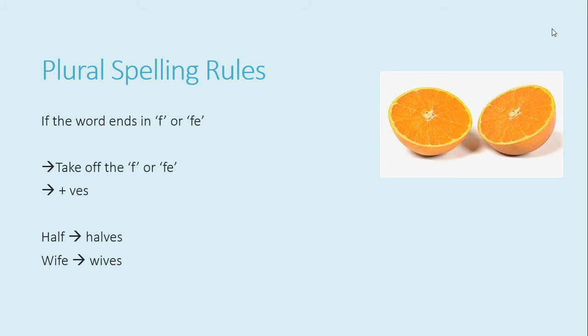If the word that we are looking at, when it's in its singular version, ends in an F or an FE, what we would do is get rid of the F or FE, take it away from the word, and add VES on the end, such as half becomes halves, wife becomes wives.